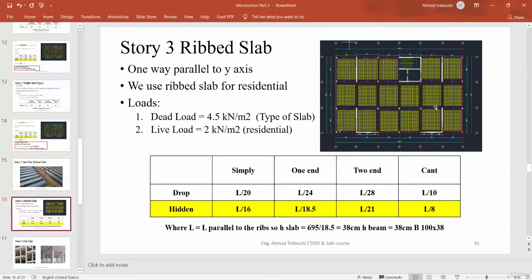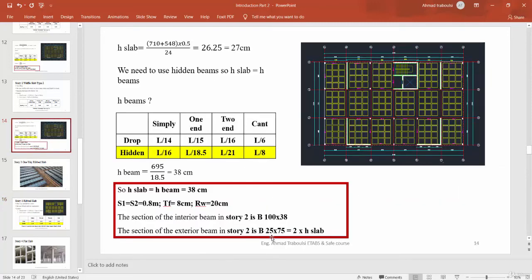For interior beams, we use the same section as in story 1, story 2, and story 3, 100 by 38 centimeter. For the exterior edge beams, we use drop beams, the same beams used in story 2, 25 centimeter by 75 centimeter.